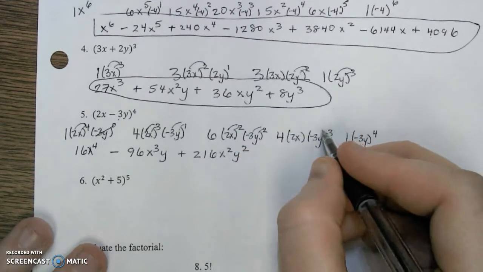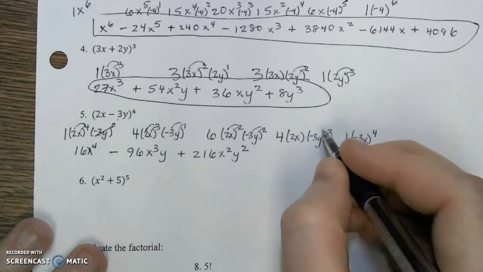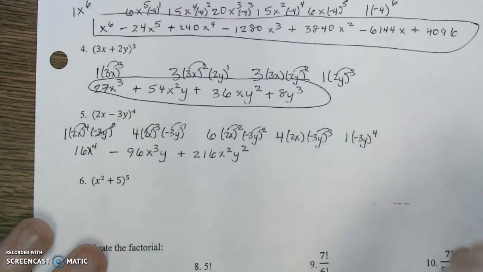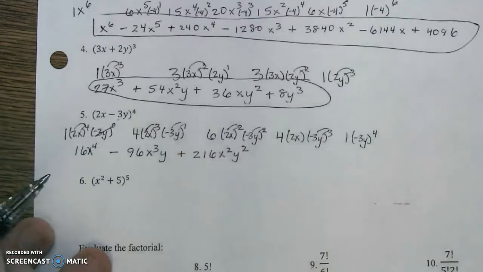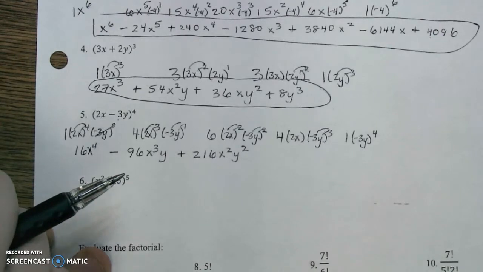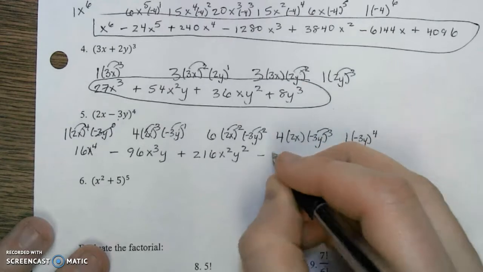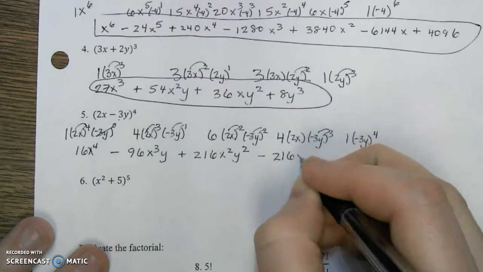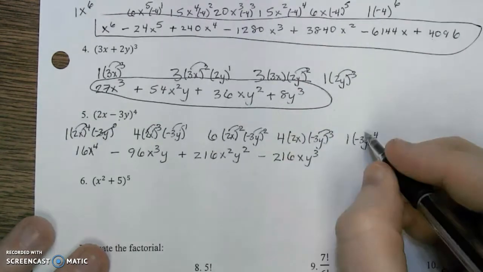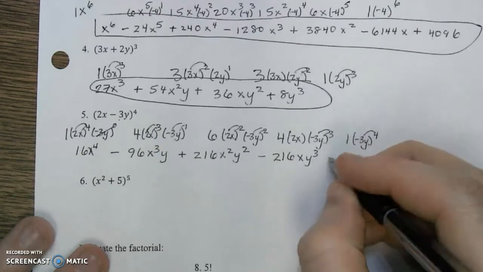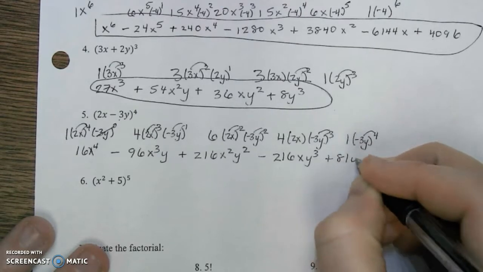Here I've got a 2x, a 4, and a negative 3 cubed and a y cubed. So I've got 4 times 2 times negative 27, which is negative 216 again, x, y cubed. And then I've got negative 3 to the fourth, which would be positive 81 y to the fourth.